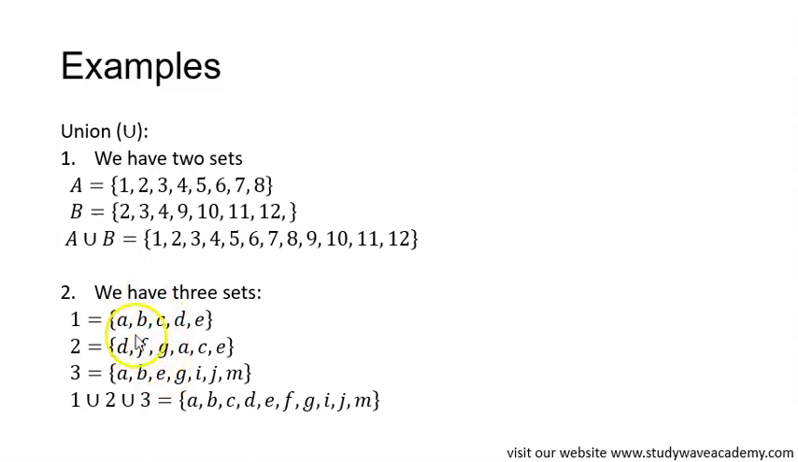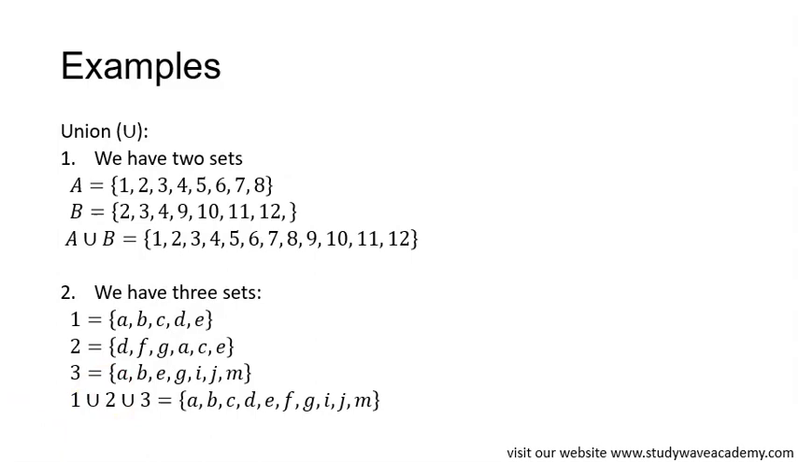There is D in set 1, there is D in set 2. We are not going to write it 2 times because it appeared twice. It's just 1. That is what it means. So let's pick the elements in the 3 sets. So we have A, B, C, D, E, F, G, I, J, M. You can see we did not pick the letters that appeared more than once. Do you understand? You can pause the video and confirm.